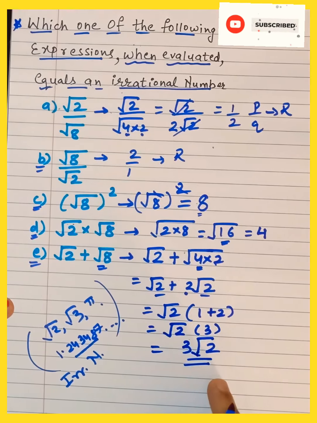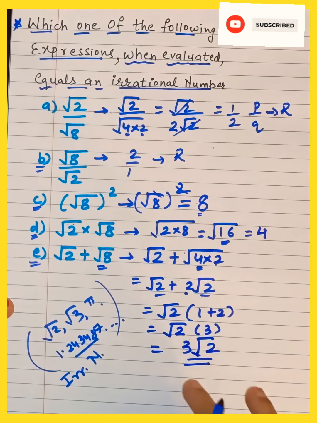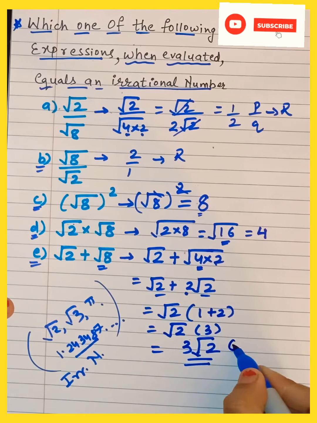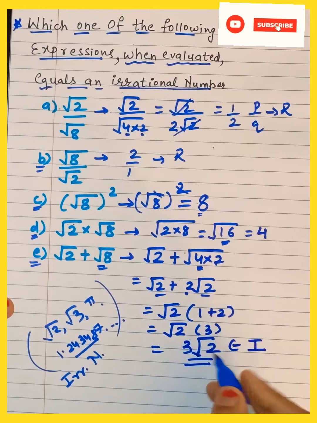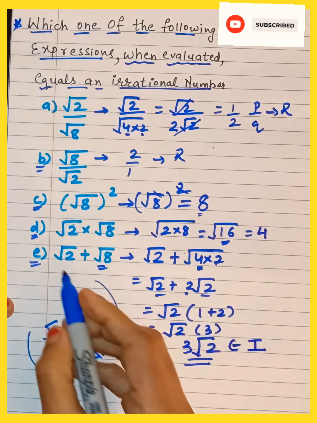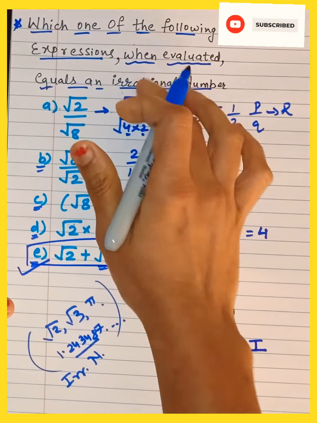We are getting root 2. I told you this type of numbers are called irrational numbers. So here we are getting an irrational number. So this is an irrational number. So obviously the last option, E, would be the correct answer which fits this question.